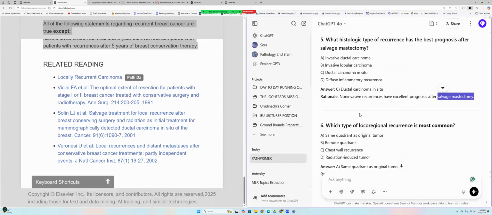If only what is left is DCIS, then the patient has a good prognosis. Do you understand? If after a salvage mastectomy, if only what is left is DCIS, then the patient has a good prognosis. You look at it again to see if there's cancer. If you see invasive ductal carcinoma again after salvage mastectomy, that's not good. But if what is left is just DCIS, that's good. Look for it from up. You understand? Okay.